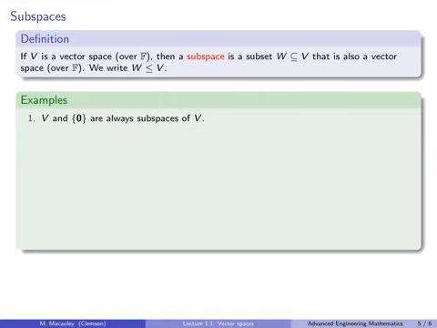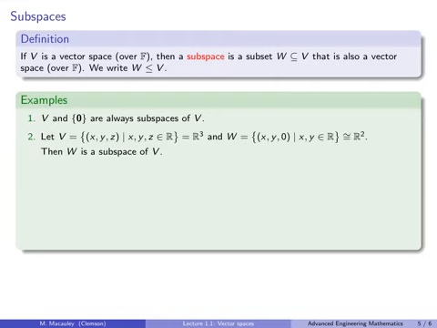Every vector space has two very trivial subspaces. There's the space itself. V is clearly a subset of V and also a vector space. And then there's the subset containing just the zero vector. That also is clearly a subset, and it's a vector space because it's closed under addition. You add 0 to itself and you get 0. And it's closed under scalar multiplication. You multiply the zero vector by a scalar and you still get the zero vector.